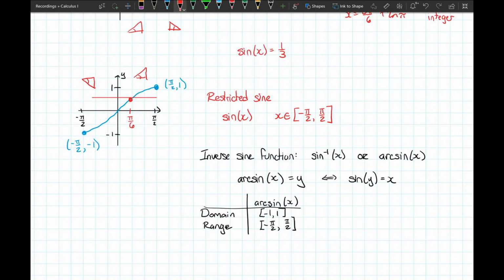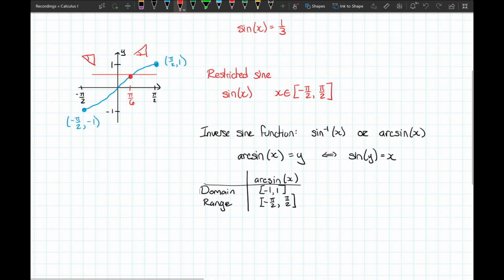Okay, now that we've got arc sine defined with domain and range, we can go back and actually try to do something like evaluate arc sine of 1/3. Now, if you want to, you can start to imagine which quadrant this has to be in. Because we have arc sine of 1/3, that means that sine needs to be positive in this quadrant. And that's only going to happen in quadrant 1.